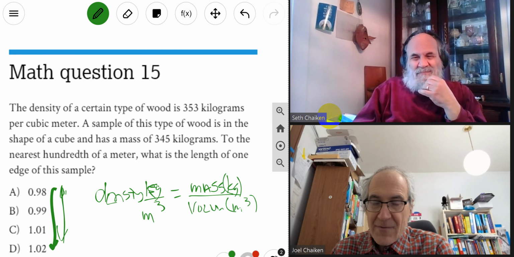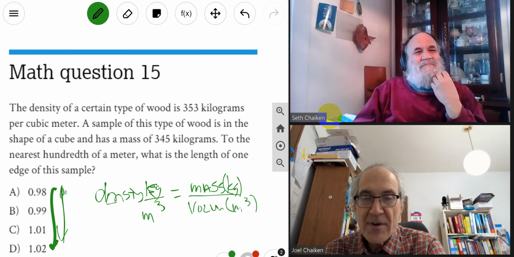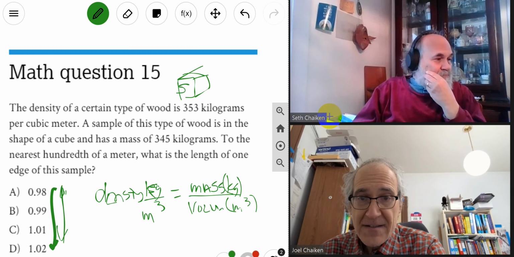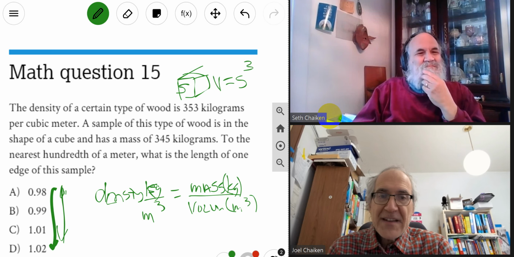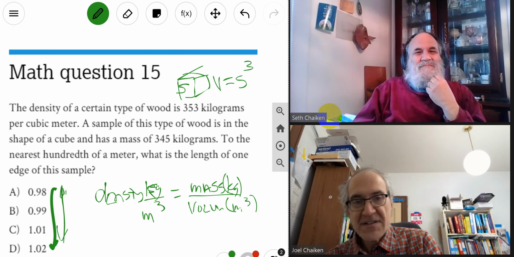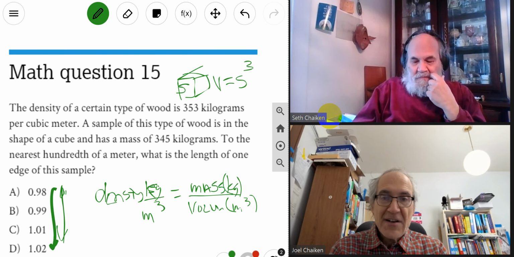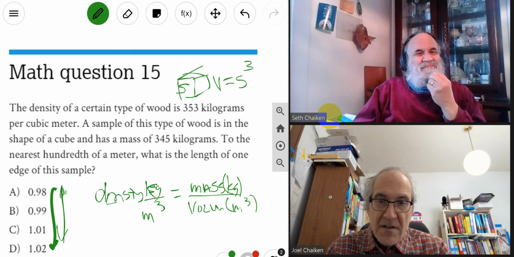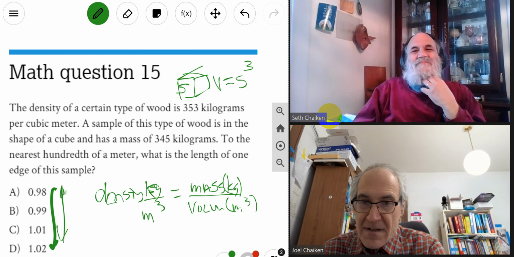What is the length of one edge of the sample? You have to know that in a cube, the volume of a cube of side S is S cubed. Don't forget, this is a calculator question. Every question on this test is going to be a calculator question. In fact, they're going to give you the calculator on the computer because most people are going to take this test on a computer. So, do we just put the numbers in and see what happens?